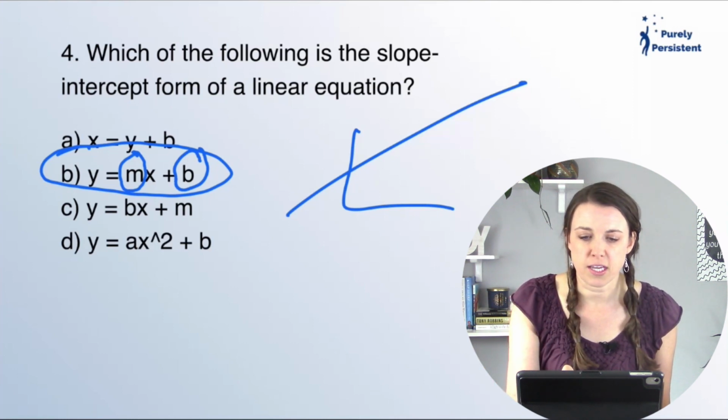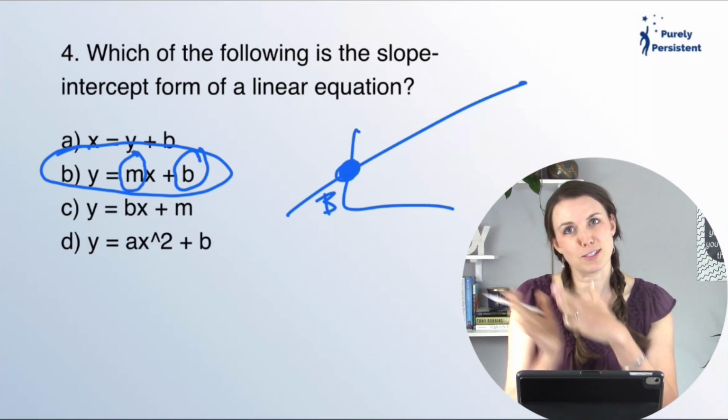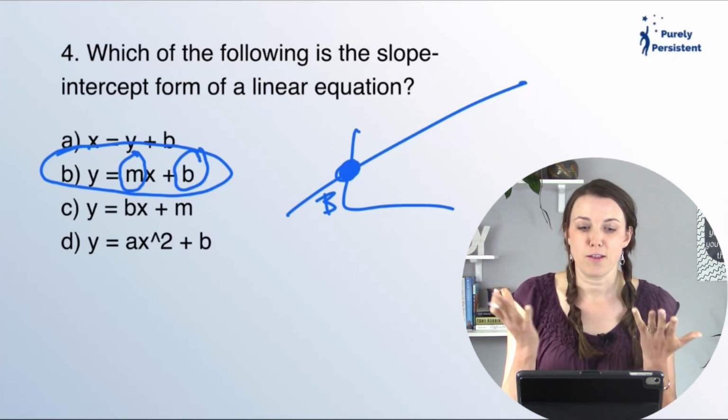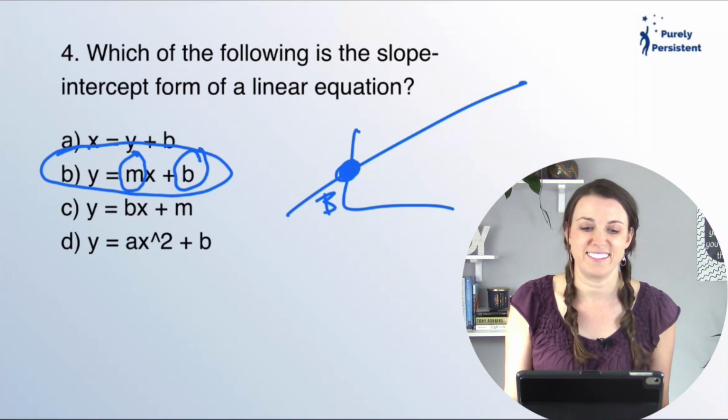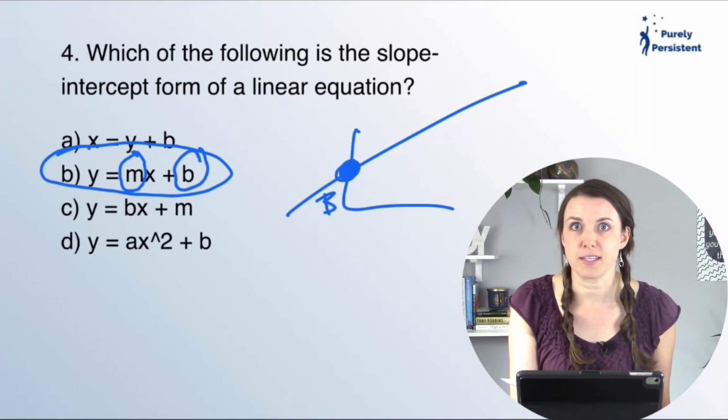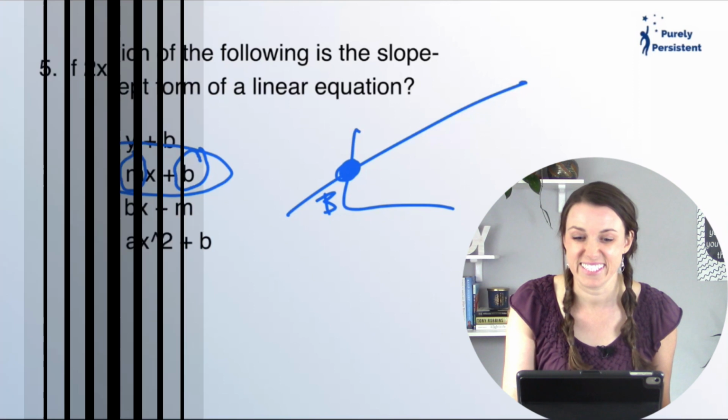So like right here, this is the b, and then the line itself, how it's going, that is the m, the slope of the line. So memorize that because that's going to be really important.